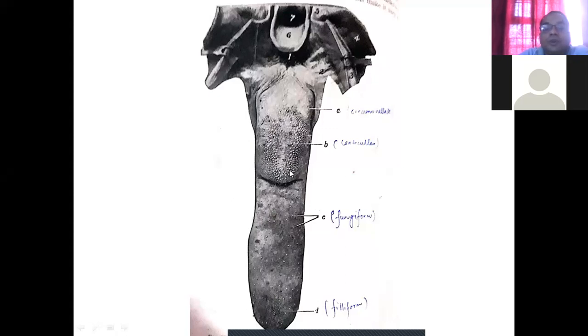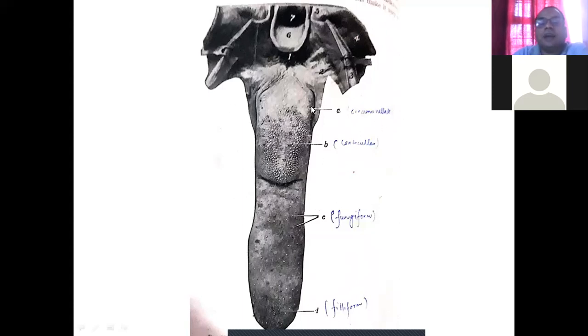There on the torus lingui, one is the white colored, rounded, elevated papillae. Another one is smaller than this one. So this rounded, white colored, elevated papillae is the lenticular papillae, and the remaining smaller one is the conical papillae. This lenticular papillae you will find only on the surface of the torus lingui. And filiform and fungiform papillae you will find in front of the fossa lingui.